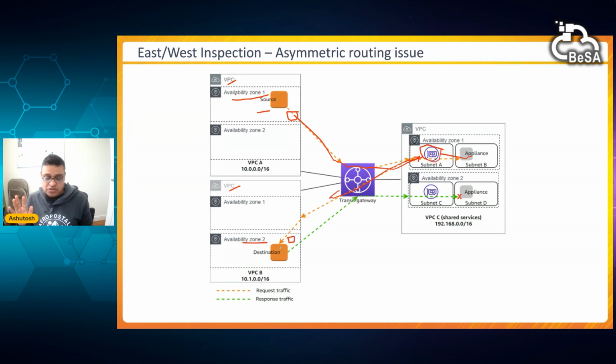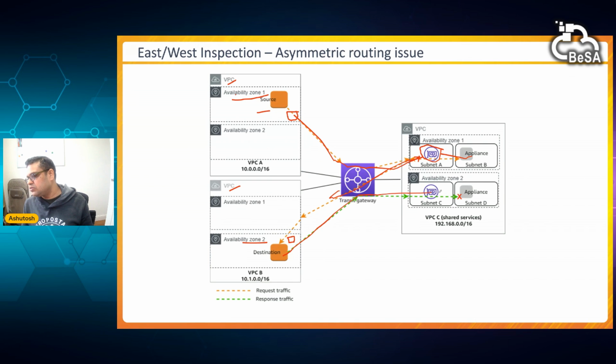So far so good, it's all hunky dory, but the problem starts now. When the response goes back, it will follow the same principle. The availability zone 2 transit gateway will follow the internal principle. It will keep the traffic in availability zone 2.